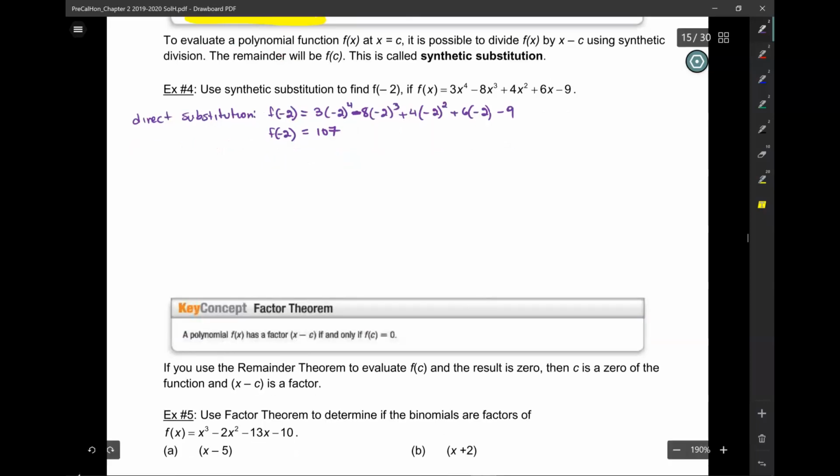All right, now let's do what we call synthetic substitution.